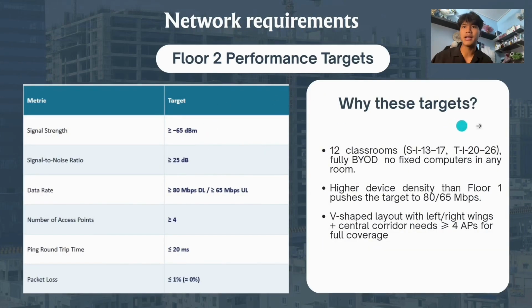Floor 2 shares the same baseline signal and SNR target, but has a higher data rate requirement, 80 Mbps download and 65 Mbps upload.